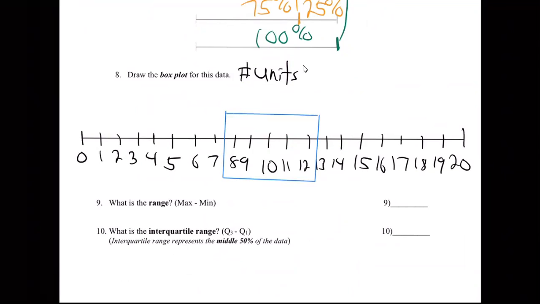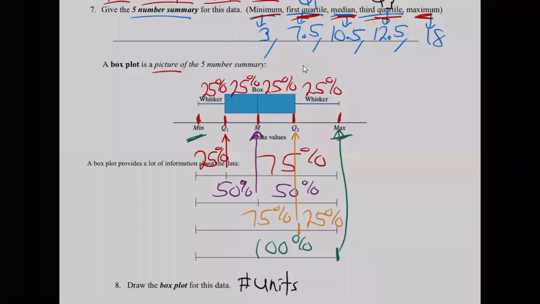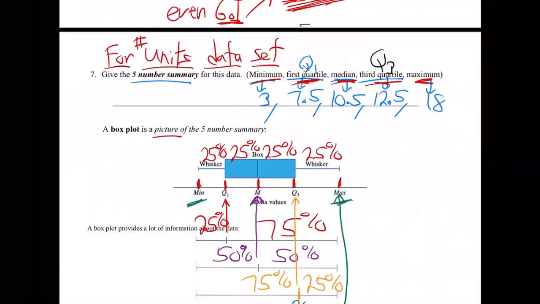There's the box. And then we're going to have whiskers that go up and down. Where do the whiskers go? The whiskers go down to 3 and up to 18. See how they go down to the minimum? Whoops, let me do it there. Down to the minimum, up to the maximum. Right here and right here, these whiskers.